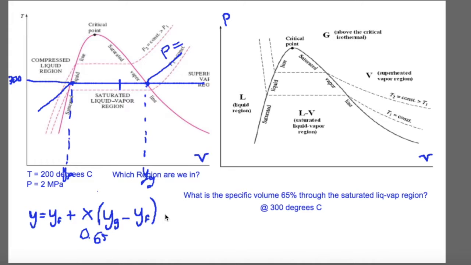To understand this equation, it's very simple. If your quality is 0, so it's asking you what the specific volume is 0% through, so you're at 0% through right here. So 0 times this, the whole thing goes to 0. So pretty much your y is y of the fluid, which makes sense, it's here. Now what if it's at 1? If this is 1, this whole thing is maximized, so you're pretty much doing yf plus 1 times this whole thing, which will bring you right over here. So it's this simple. You pretty much have to plug in the equations. Everything is given to you, and then you simply just find the y.